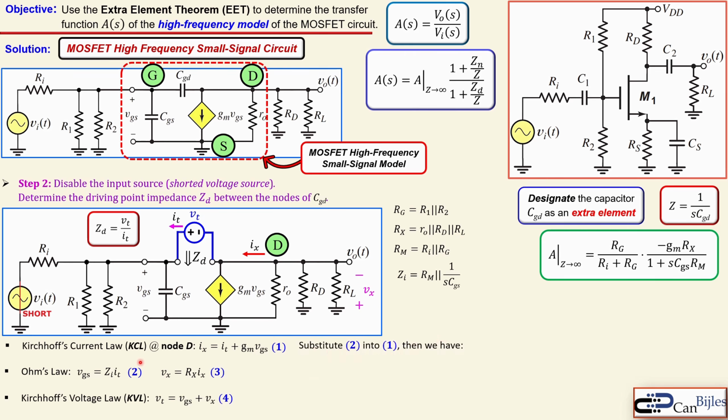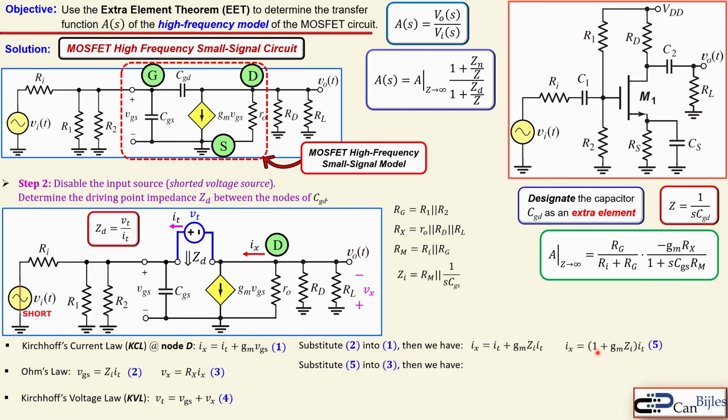We substitute now equation number 2 in equation number 1. That means the VGS will be replaced by Zi IT, this part. So that is actually what you see here. Okay, this one can be also written in the format that you have the IT outside the parentheses. So you have actually now 1 plus the GM Zi times the IT here. Okay, that's now called equation number 5.